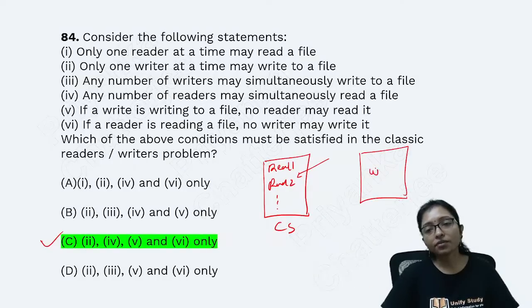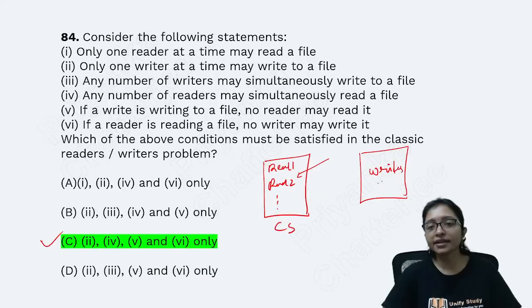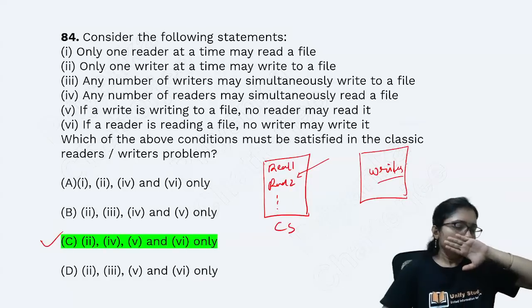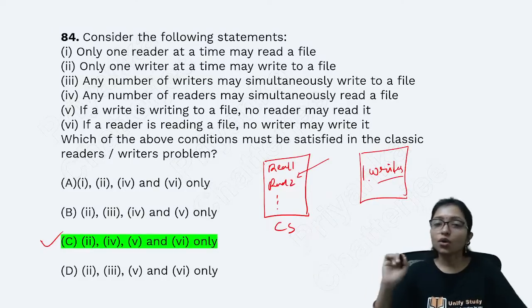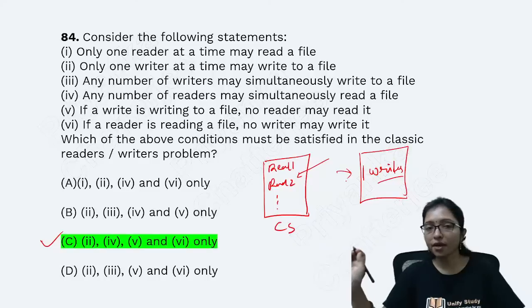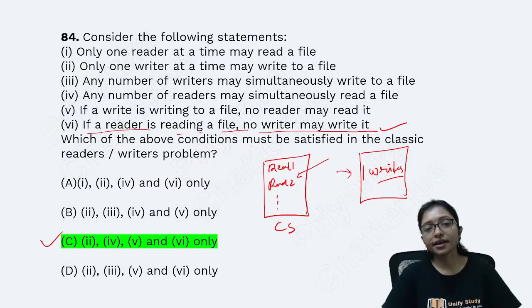But whenever a writer is writing, at a time only one writer can be there. When the writer is writing, then no reader is allowed to come here. So that's why this is the correct answer. If the reader is reading the file, no writer is writing. That is correct here. If the writer is writing on the file, maybe a reader can read? No, that is not correct.